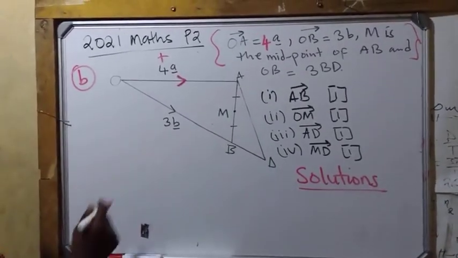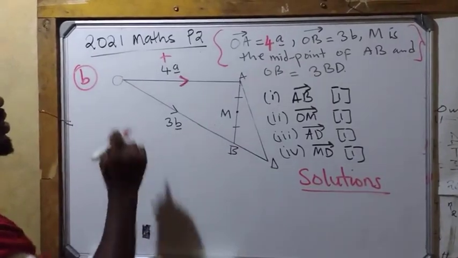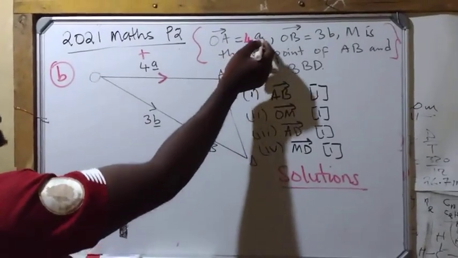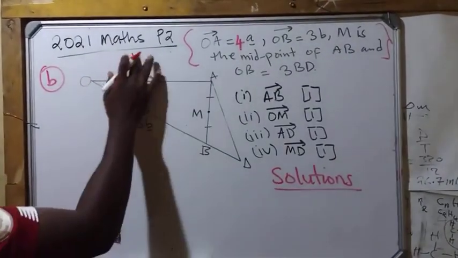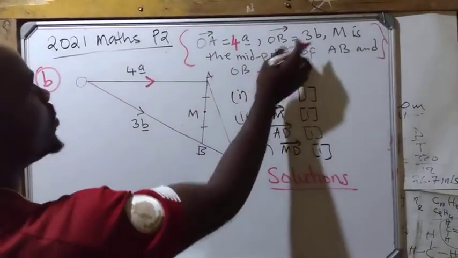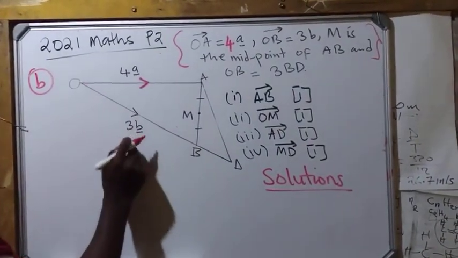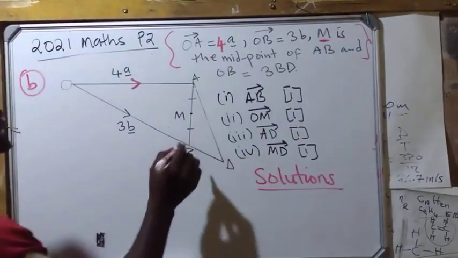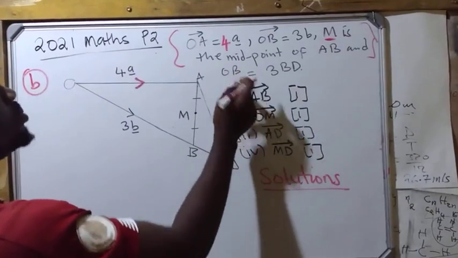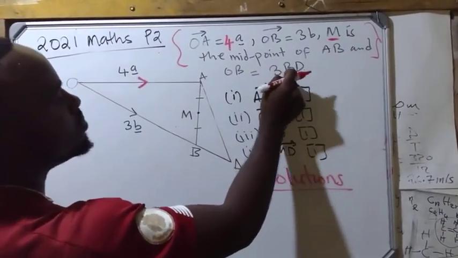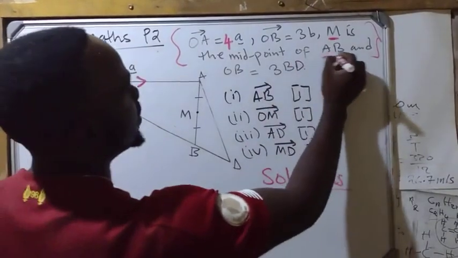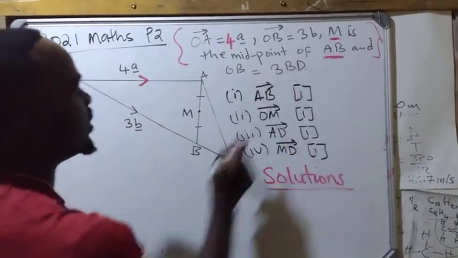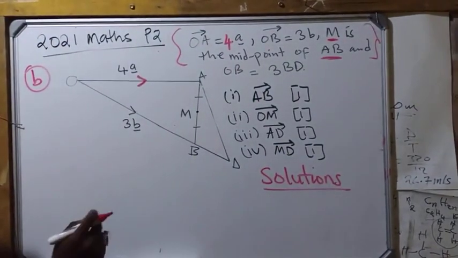So this is the vector, the diagram for the movement of the direction. They are saying OA is equal to 4a vector, then OB is equal to 3b vector. Then they are saying M is the midpoint of AB, and OB is equal to 3BG.